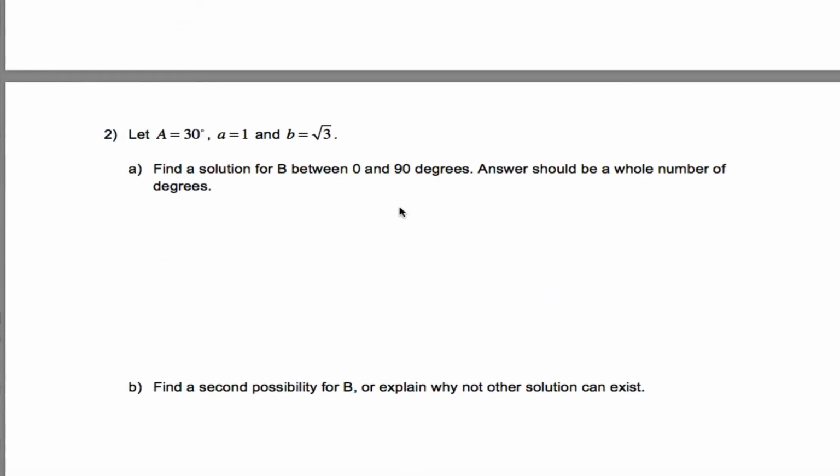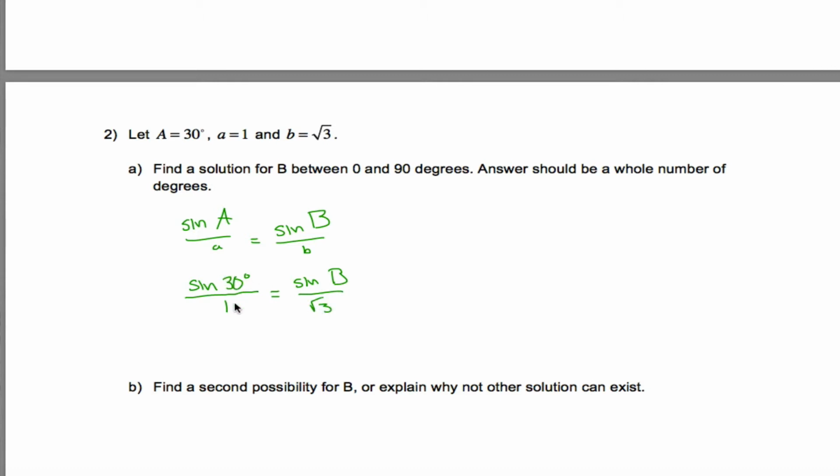For the next problem, or problems I guess, this is a law of sines problem. You are told that angle A is 30 degrees, little a is 1, and little b is root 3, and asked to find a solution for B between 0 and 90 degrees. So what you have to know is that the sine of A divided by a is equal to the sine of B divided by b. And since A is given to me to be 30 degrees, I know that the sine of 30 degrees divided by little a, which is just 1, is equal to the sine of capital B, which I don't know, divided by the square root of 3.